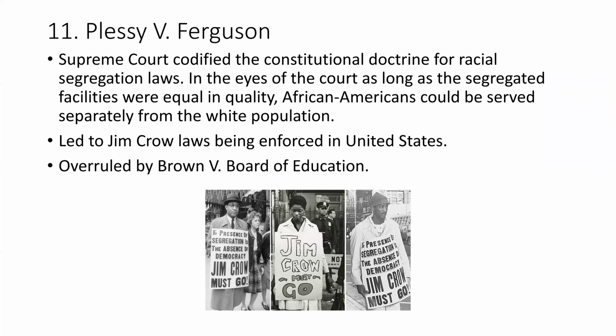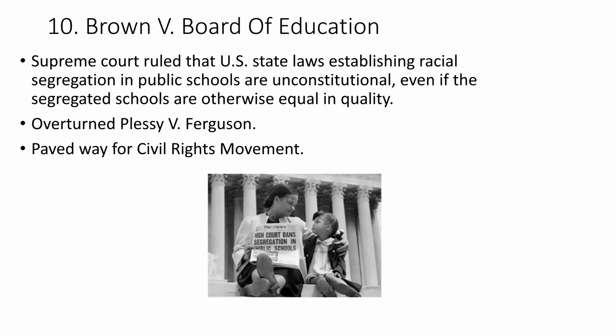Number 11, Plessy v. Ferguson. The Supreme Court codified the constitutional doctrine for racial segregation laws. In the eyes of the court, as long as segregated facilities were equal in quality, African Americans could be served separately from the white population. This led to Jim Crow laws being enforced in the U.S. This was overruled by Brown v. Board of Education. That is up next. We're in the top 10.